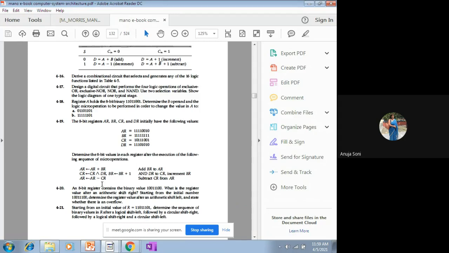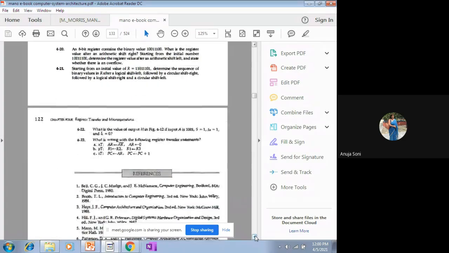Ultimately, if carry is generated, then you have to discard that carry, and the result will be stored in AR. The way you have done the subtraction operation in the third chapter, in a similar manner you have to apply it here. So those many questions I have discussed as of now.